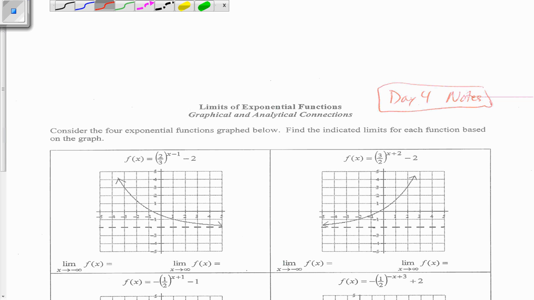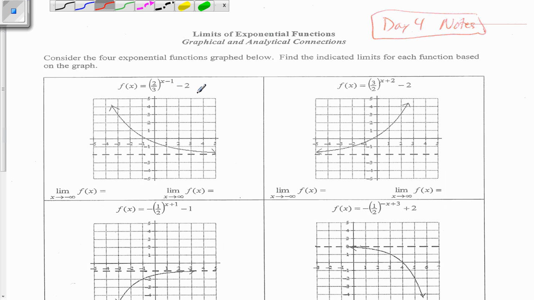Calculus Day 4 notes. Here we go. Consider the four exponential functions graphed below. Find the indicated limits for each function based on the graph.